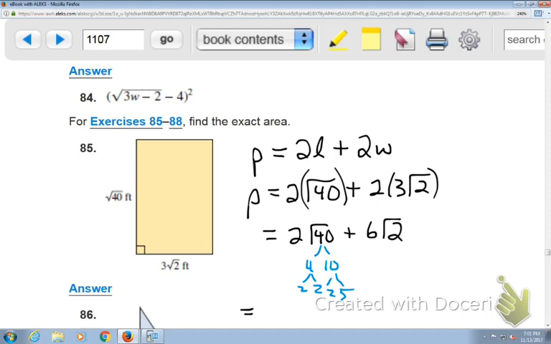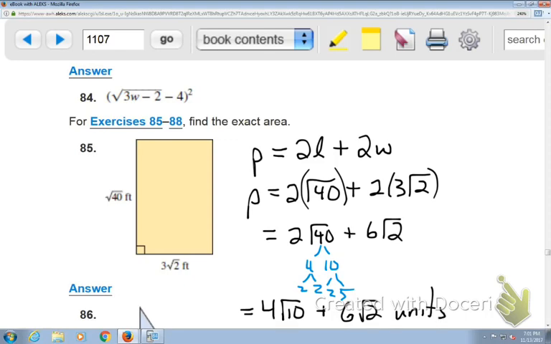So, what do I need to bring out of a square root? I need squares. What do I have a square of? 2. So if I bring a 2 out, that means I actually get 4. And what's left on the inside? 2 and a 5, so 10. Plus 6 root 2. And this would be units.